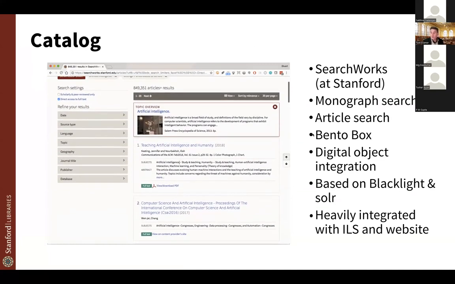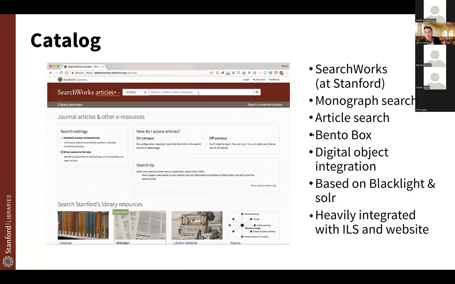Now, instead of using EDS and their native interface, we thought it was important to have our scholars see both our books and our journals next to each other. So we use the EDS API or a feed from EDS to support SearchWorks.